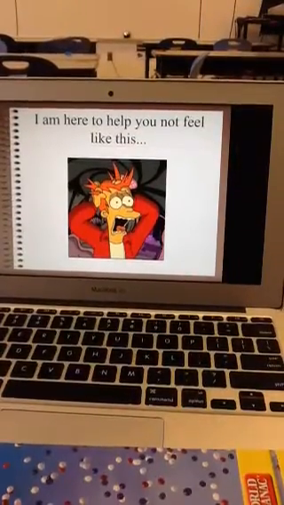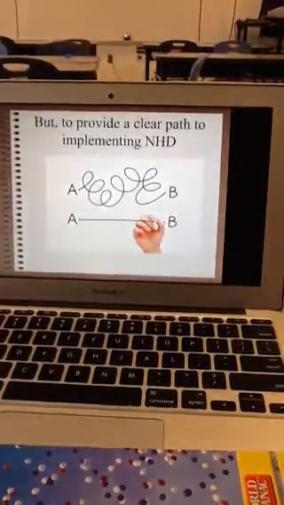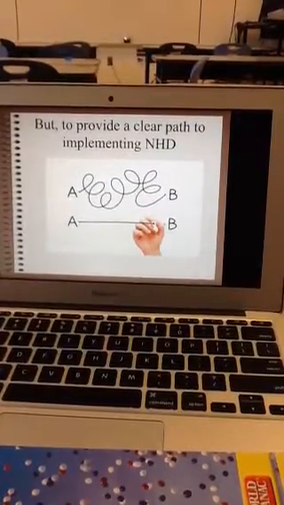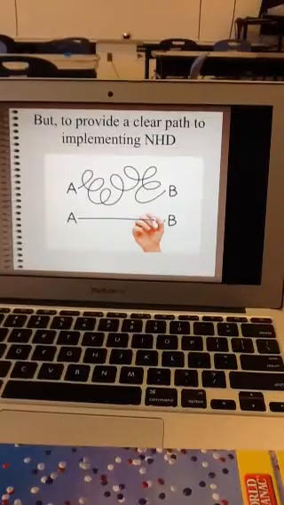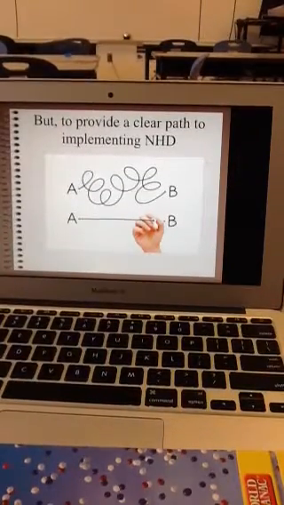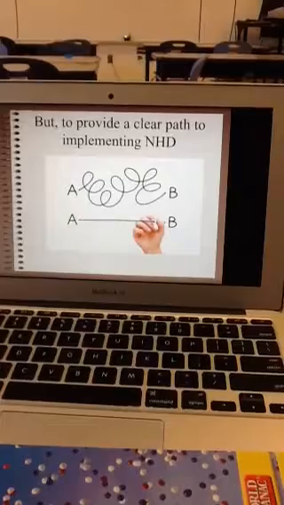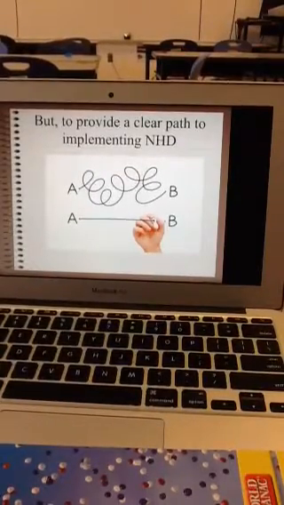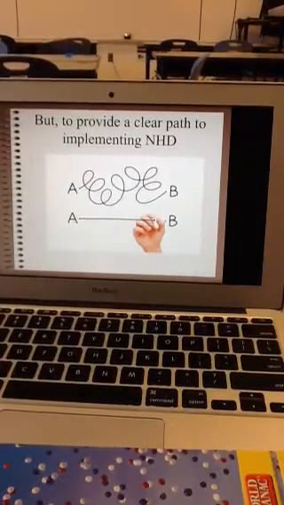One of the goals of this presentation is to make you not feel like this. Instead, I'm hoping that at the end of this, you'll feel more like this, providing a clear path of what NHD looks like and different ways you can implement it. This presentation is not meant to say that you'll know everything by the end of this presentation.